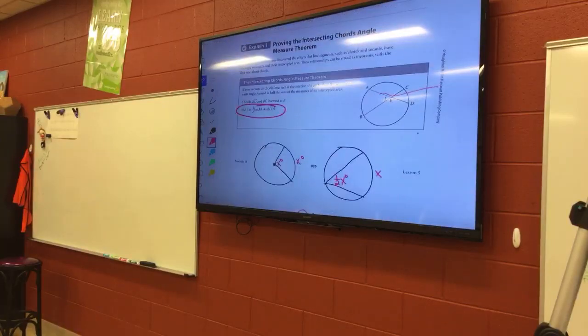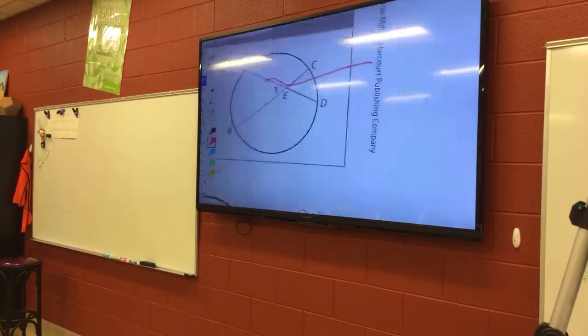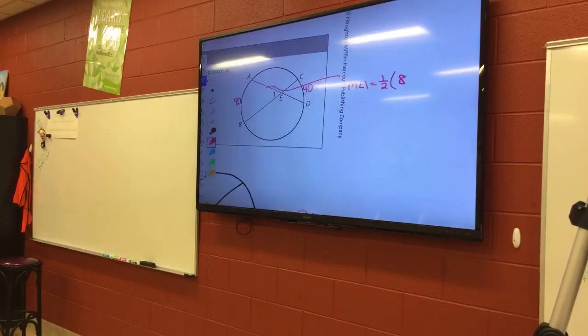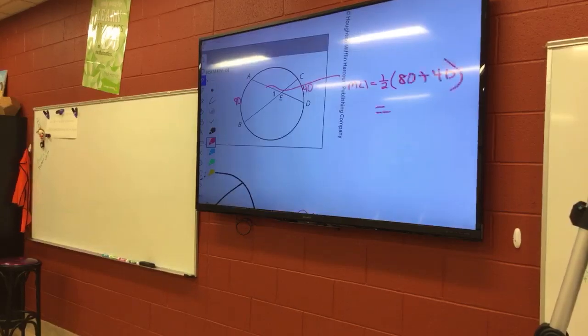Okay, so I'm going to write an example here. I'm going to put this as 80. I'm going to put this as 40. So the measure of angle 1 equals half of 80 plus 40, which is 60. So the measure of angle 1 is 60 degrees, okay?